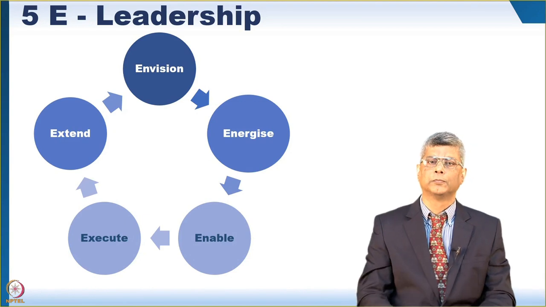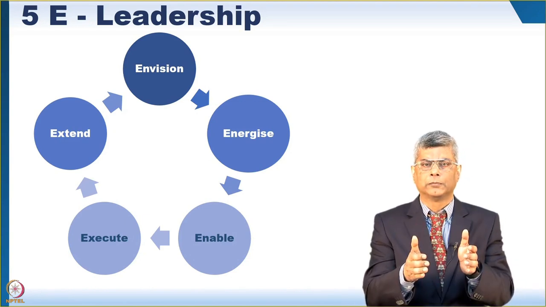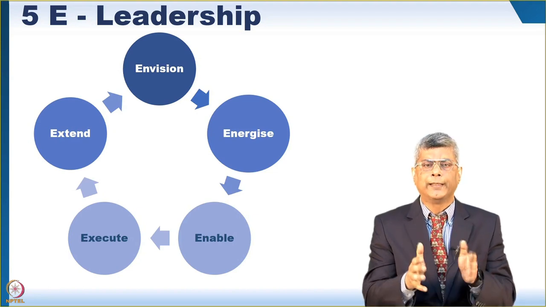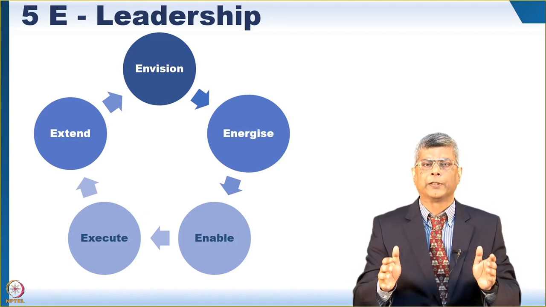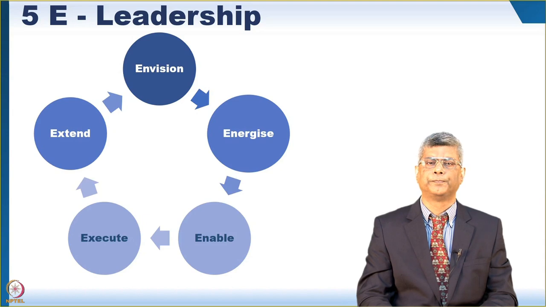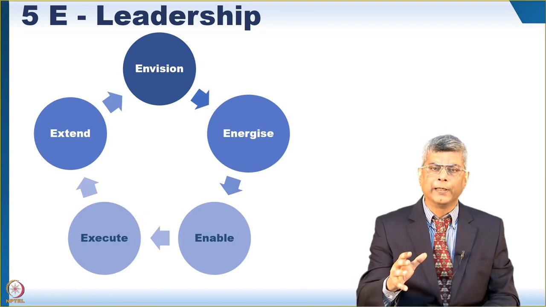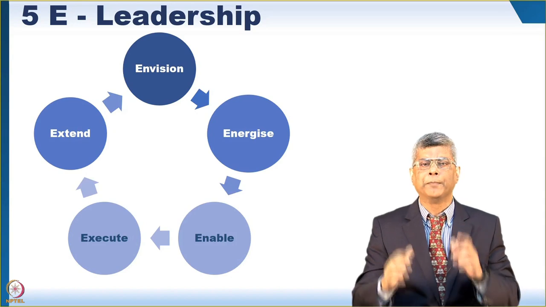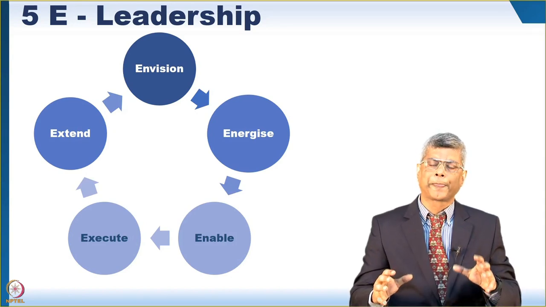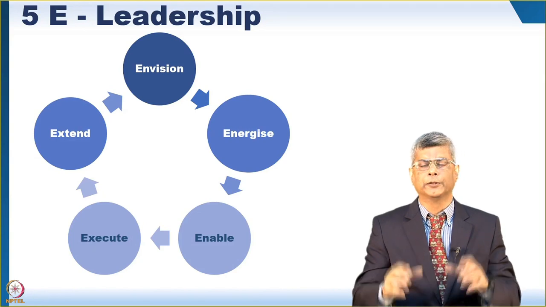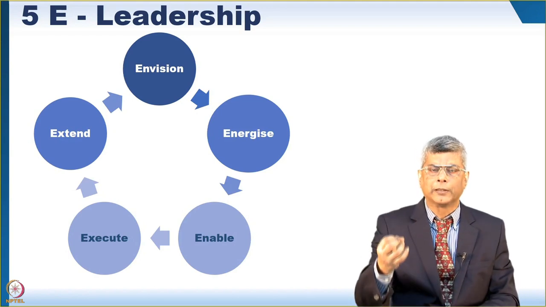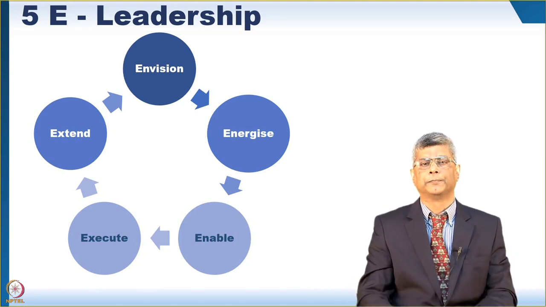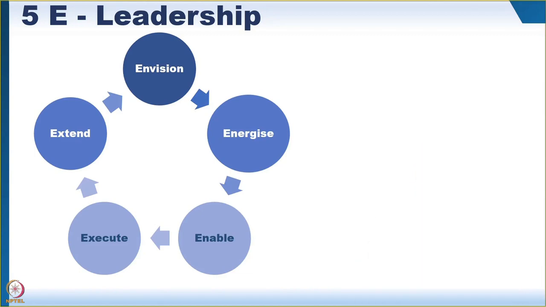And then extend. If the team has won in the C division, extend it to winning the B division. If the team has won in the B division, extend it to winning in the A division. If the company has become a 100 crore company or a $10 million company, extend the vision and the energy into growing to be a 1,000 crore company. Once you're a 1,000 crore company, grow into a 5,000 crore company. That's extension. And together I call it the five different aspects of leadership.